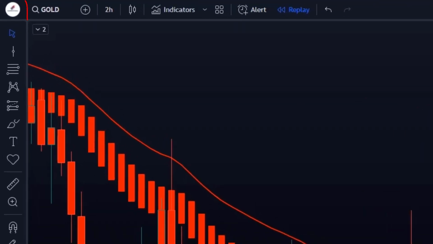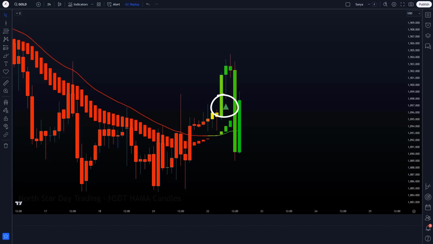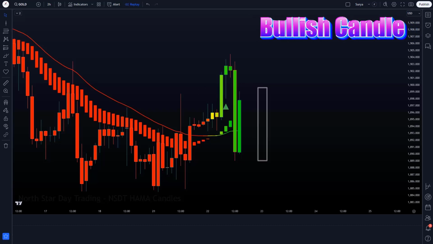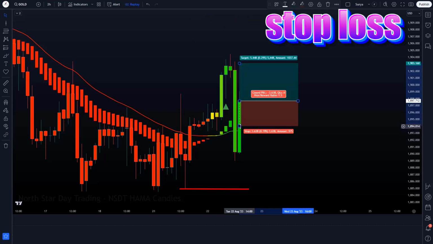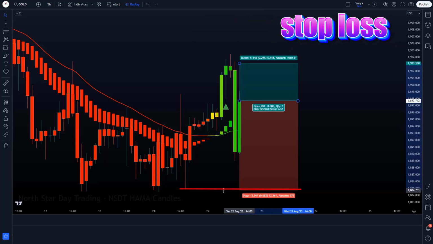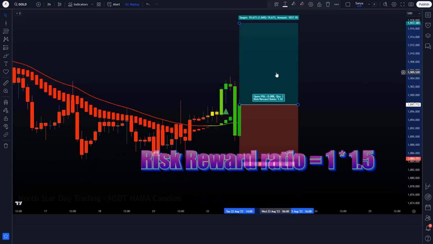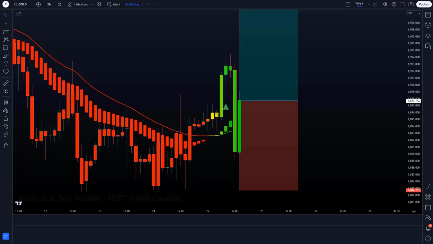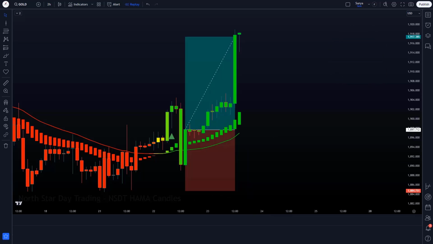Now we will look at trades on the gold chart on the 2-hour time frame. When the Jack's Beginner Strategy Indicator has given a buy signal, when the market forms a bullish candle, and the NSDT Hama Candles indicator forms a green candle, if this condition is met, we will take a buy order. Our stop loss is to be placed at the previous low of the market, and the risk-to-reward ratio will be 1 to 1.5. Let's see what happens to our trade. We have won the trade. Let's find the next signal.